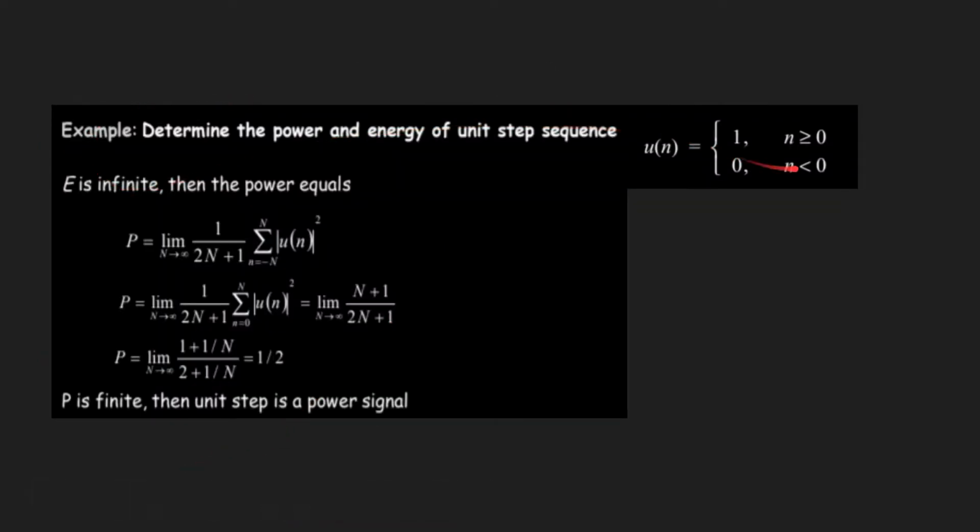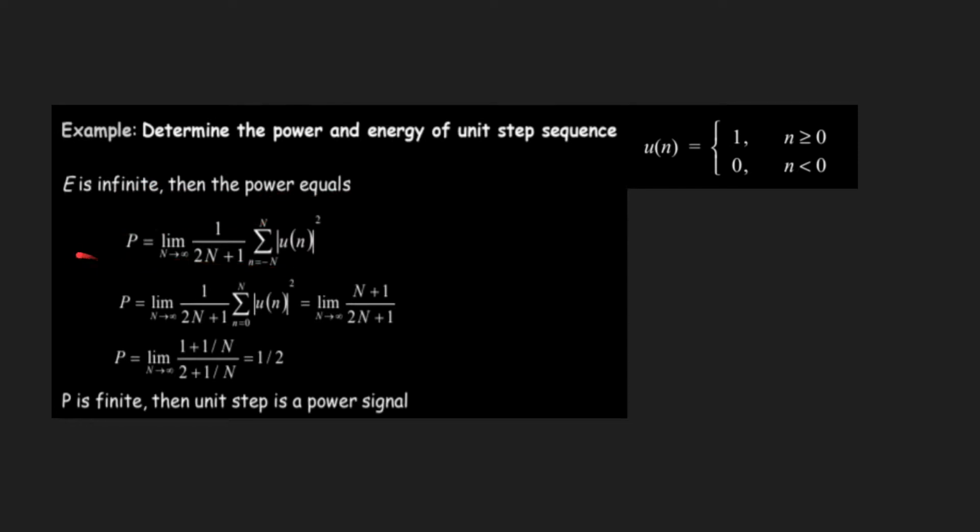So here we have the example for power and energy for unit step sequence. As we saw earlier, u of n, which we already know, is represented by this function. Here we know that E is infinite because it continues as 1 up to infinity. Because E is infinite, it is not an energy signal. Therefore, we can calculate the power.